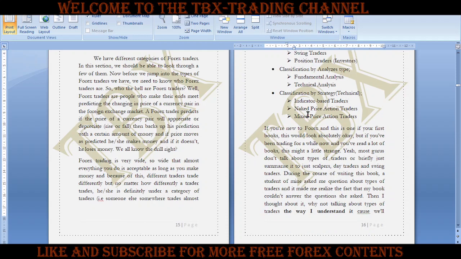So the classification by strategy, that is for technical. We have the fundamental and technical. I'm a technical trader, so I don't really know much about fundamental trading, so I'm going to stick to only technicals. Classification of strategy by technical, we have the indicator-based traders. These are traders that trade with only indicators. What are indicators? These are mathematical algorithms used to analyze the market.